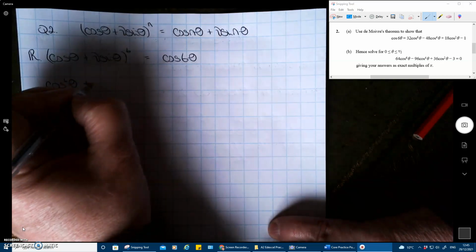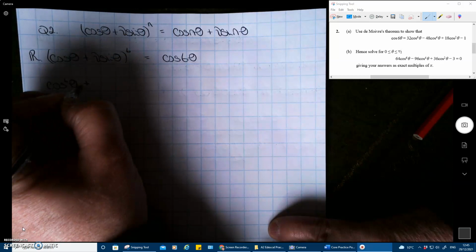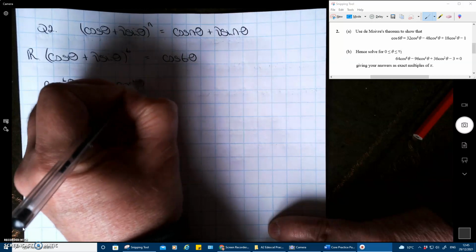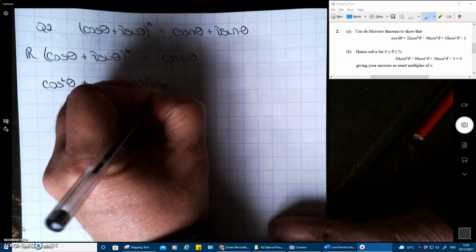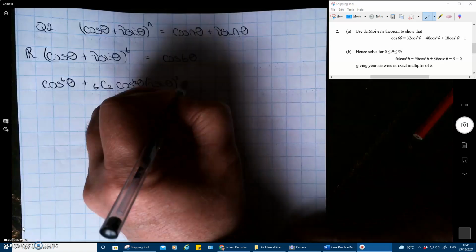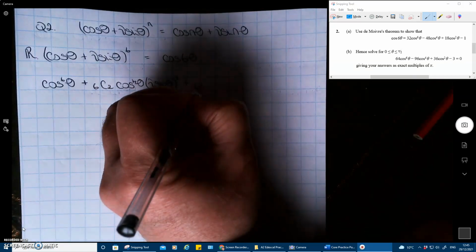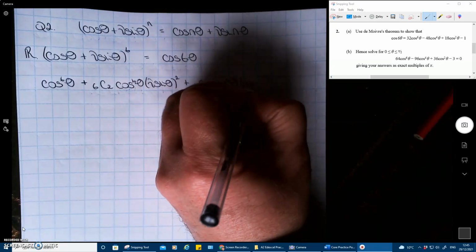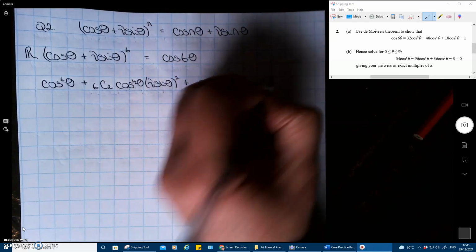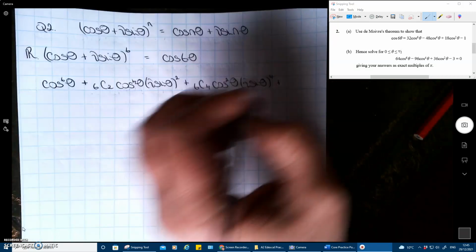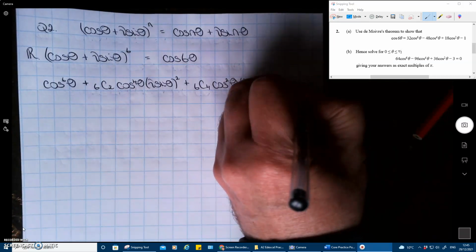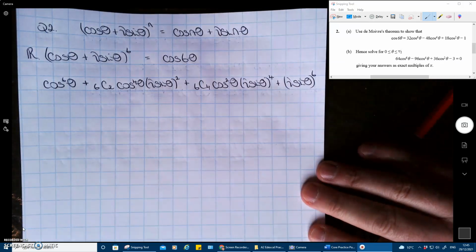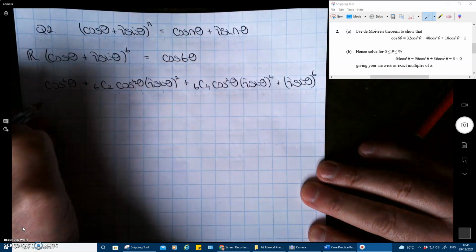and so on. So the next one, this is 6c0, 6c1, I don't want. 6c2 times cos to the 4 theta times i sine theta squared. I don't want 6c3. 6c4, I get cos squared theta times i sine theta to the power 4. And finally, there'll be 1 of i sine theta to the power 6, or 6c6 at the beginning if you prefer.